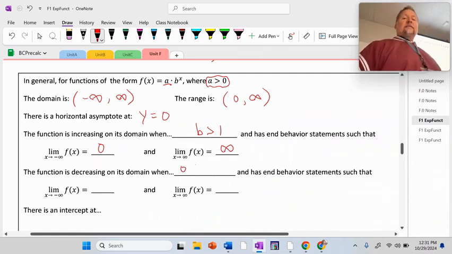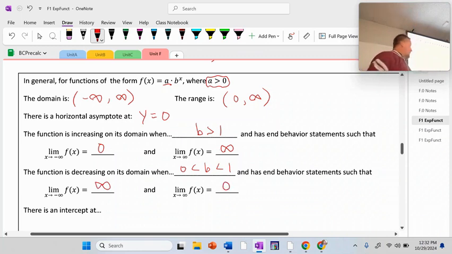Now the way I have to word this is B is between 0 and 1. It could never be negative for exponential functions. It's different than sequences. All right. And then now be careful.